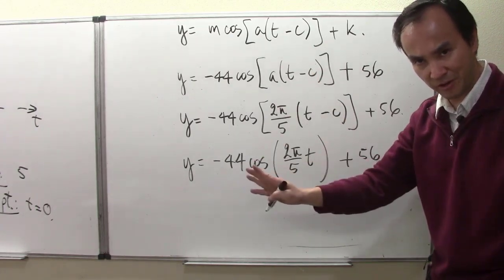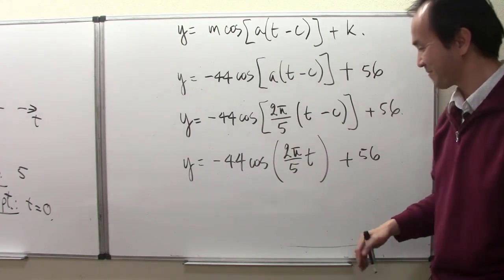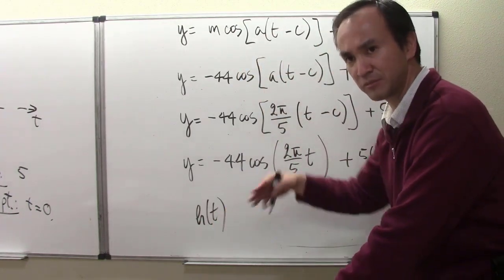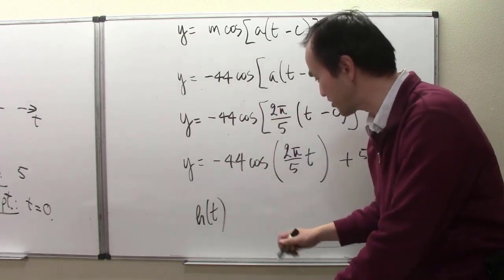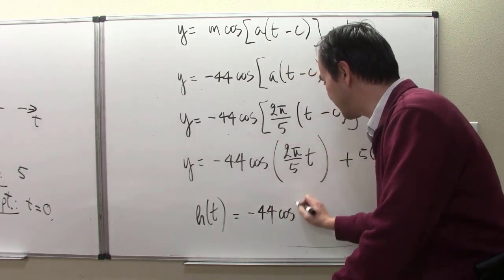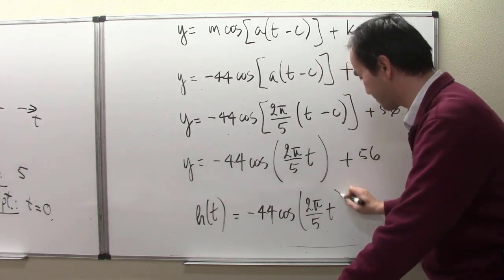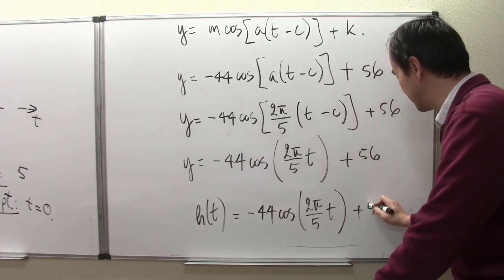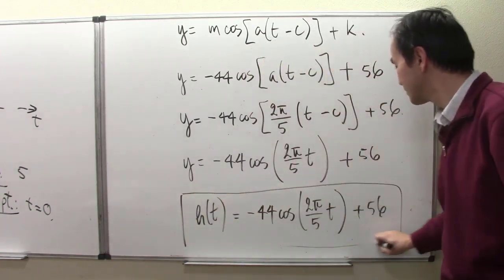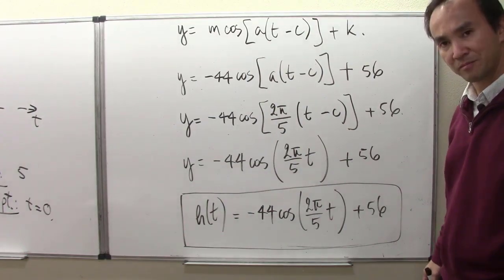And in this problem, we have a given starting point instead of being able to choose one. So the height of any passenger at time t, some t minutes after a rotation, is determined by minus 44 times cosine of 2 pi over 5 t, plus 56. And that's how I have come up with the modeling function.